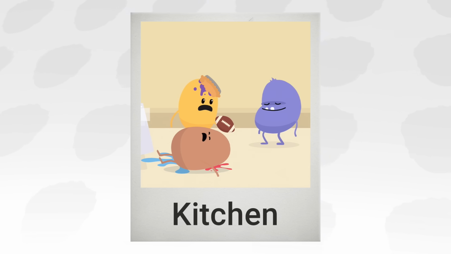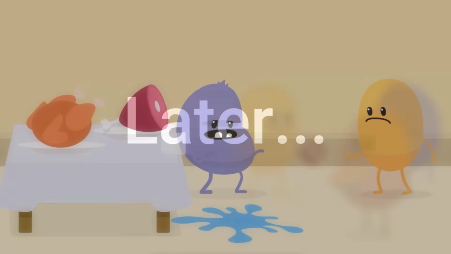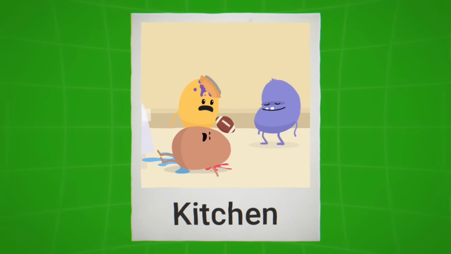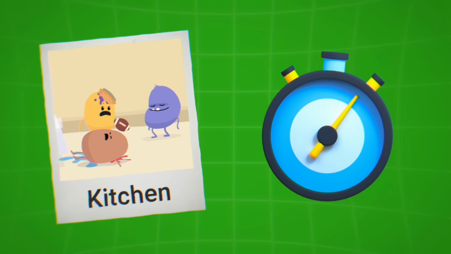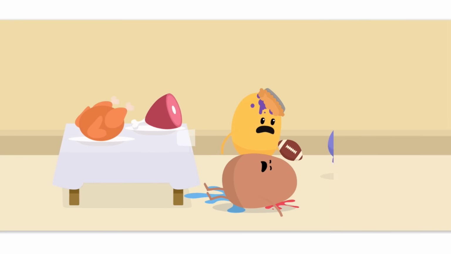For the next design, I'm going to remake this kitchen scene. This one's kind of interesting, but I'm going to get through this one a little quicker as well because I want to get to the next one. So I started off by using rectangles to replicate the kitchen, and then added a texture to the wall and the floor, and then added some baseboards.